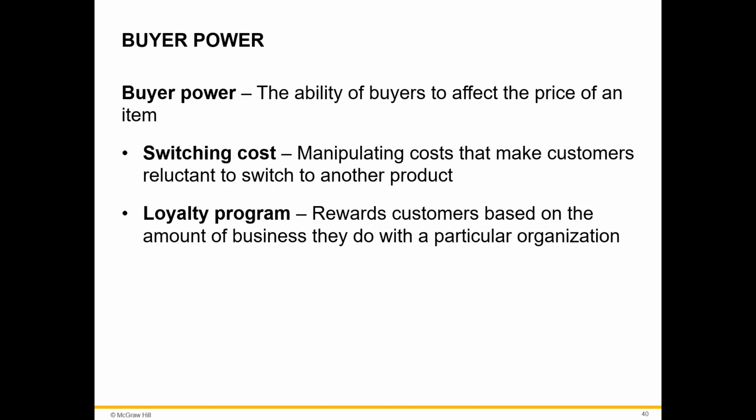Buyer power is the ability of buyers to affect the price of an item. There are 2 ways to reduce buyers' power. First is by manipulating switching costs, which makes customers reluctant to switch to another product or service. The second is to offer a loyalty program that rewards customers based on the amount of business they do with a particular organization. For example, airline companies offer various programs for frequent flyers.